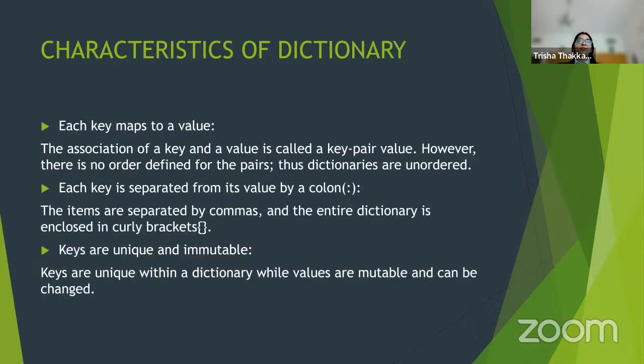Characteristics of a dictionary. Each key maps to a value. The association of a key and a value is called a key-value pair. However, there is no order defined for these pairs, and so dictionaries are unordered. Each key is separated from its value by a colon. The items are separated by commas, and the entire thing is enclosed in curly brackets. The keys are unique and immutable. Keys are unique within a dictionary, while the values are mutable and can be changed.